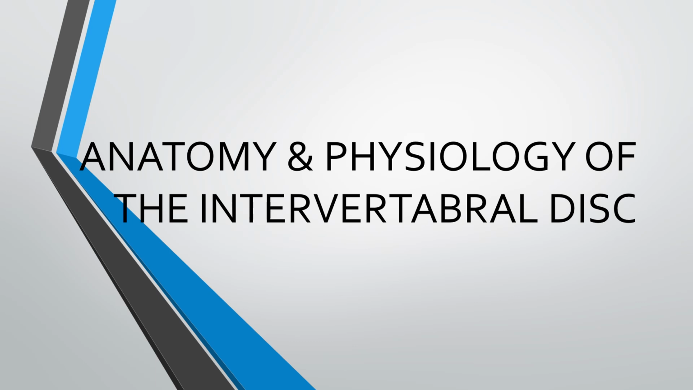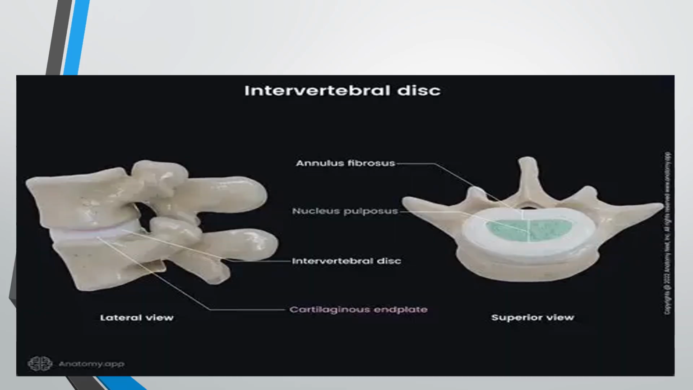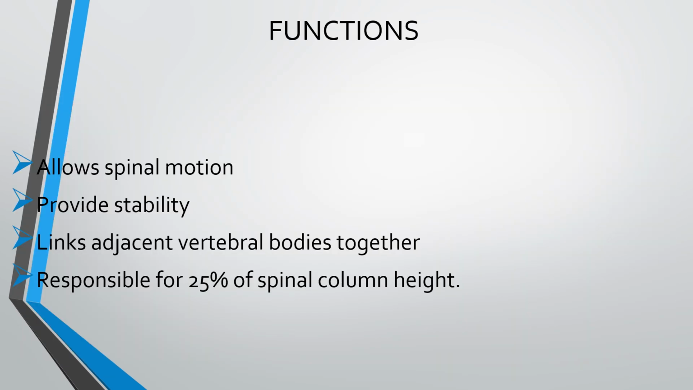Anatomy and physiology of the intervertebral disc. Now from this diagram we can see the intervertebral disc. Right here we have the annulus fibrosus, the nucleus pulposus, the intervertebral disc. We have the cartilaginous end plates. So this is a lateral view and then the superior view.